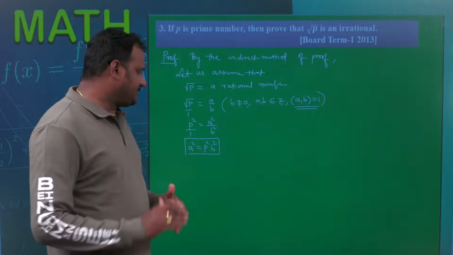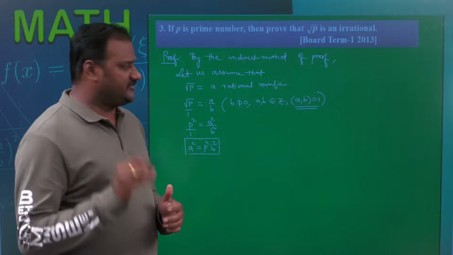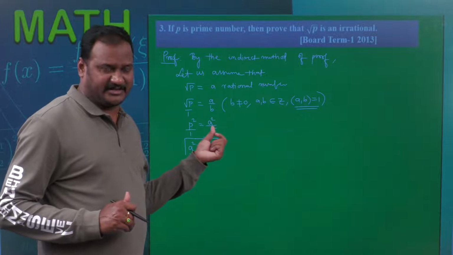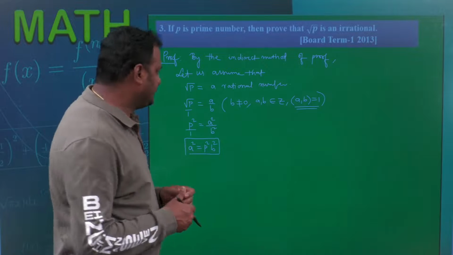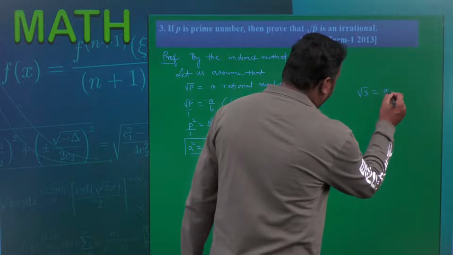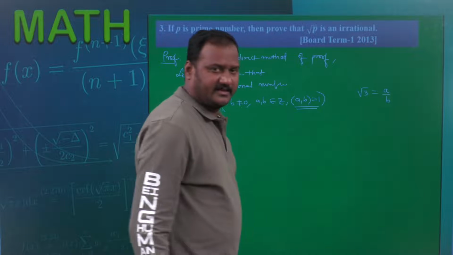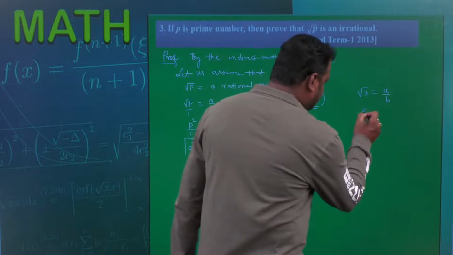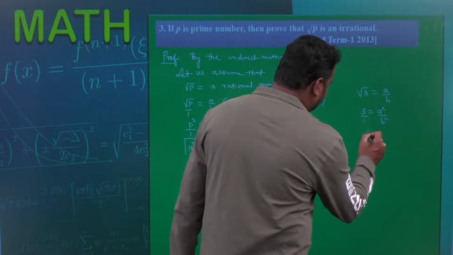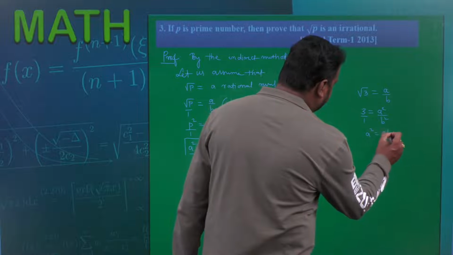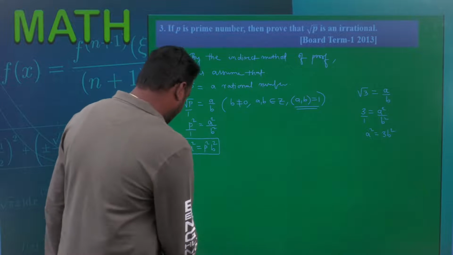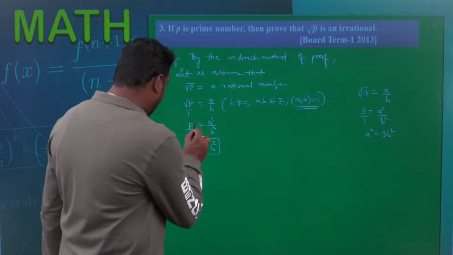I will give you one example, because everything is an unknown number and you might get confused. Suppose you have the number root 3. Root 3 is equal to a divided by b, for example. Squaring on both the sides, 3 is equal to a square by b square. So a square is equal to 3b square.